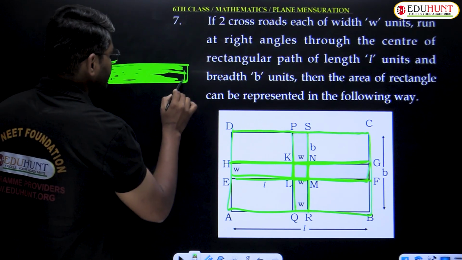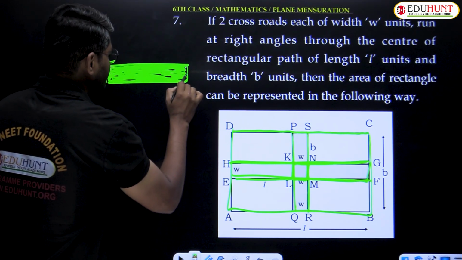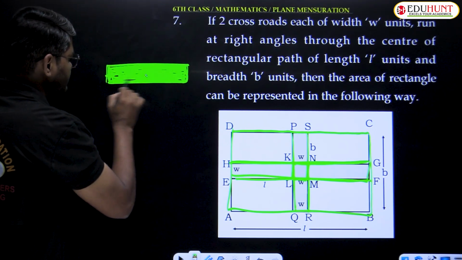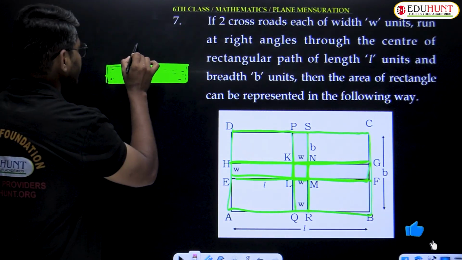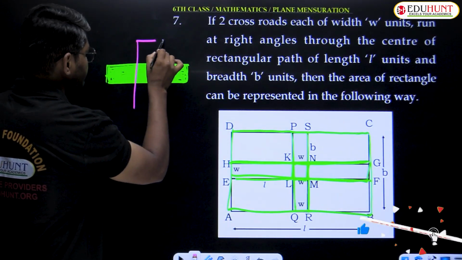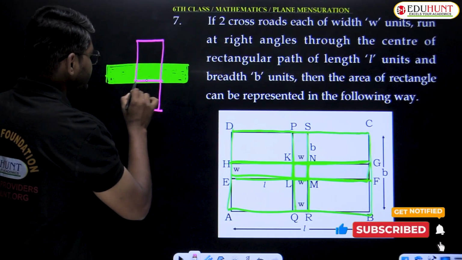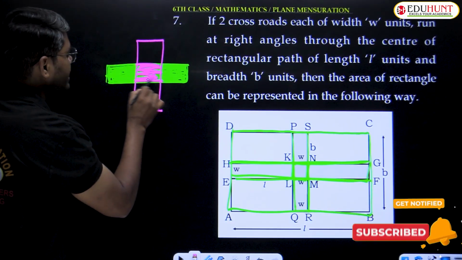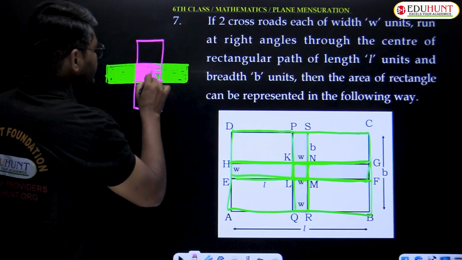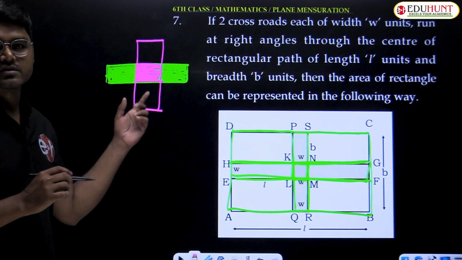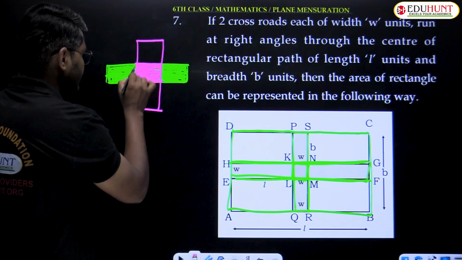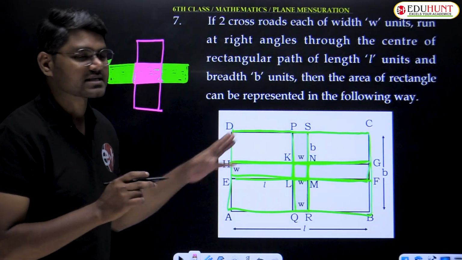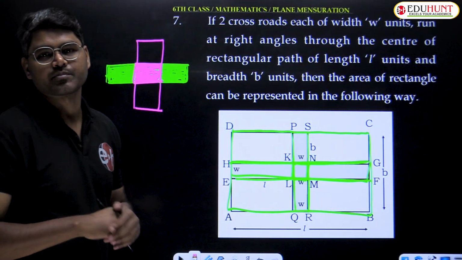Okay, right. This is another path. This is another path. That means here it is crossing two times. Okay, so that is why I have to subtract one box here. It is forming a square. That square area I have to subtract.